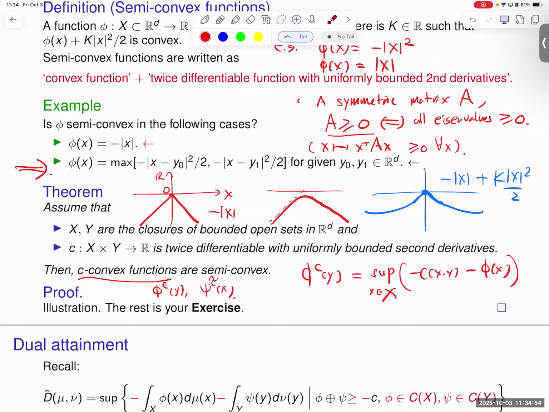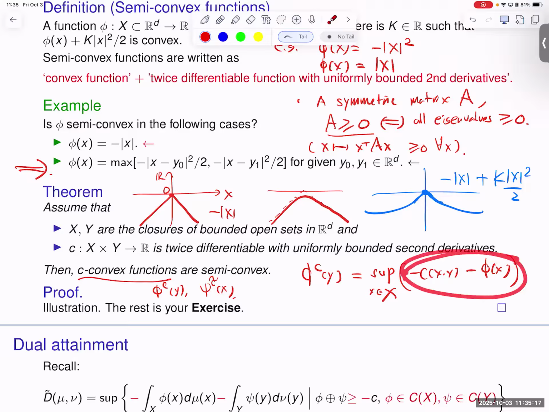That means, okay, that's why. So the other is a uniform upper bound, right? So negative C has uniform upper and lower bounds. At least it has an upper bound for the second derivative. So negative C has a uniform lower bound, right? So this one is semi-convex, obviously.